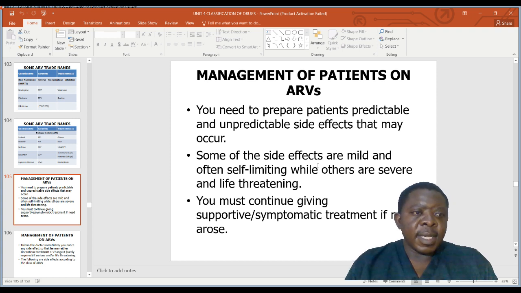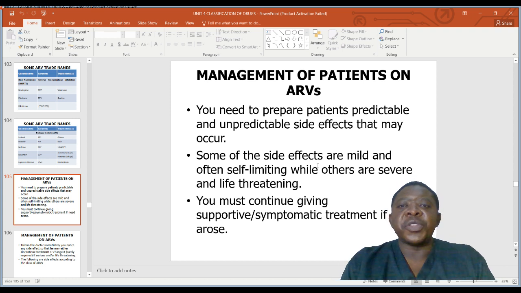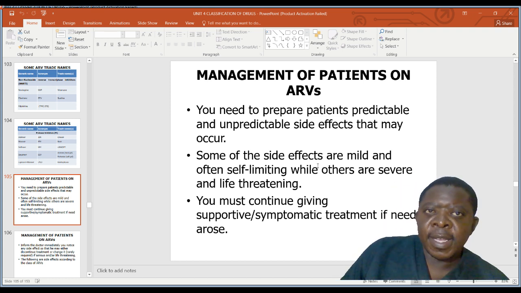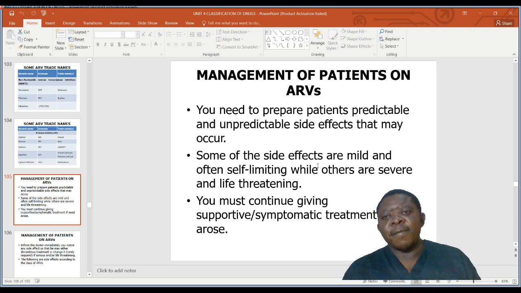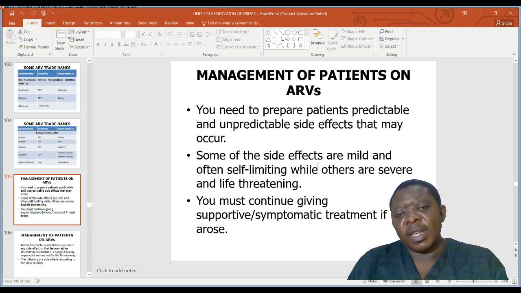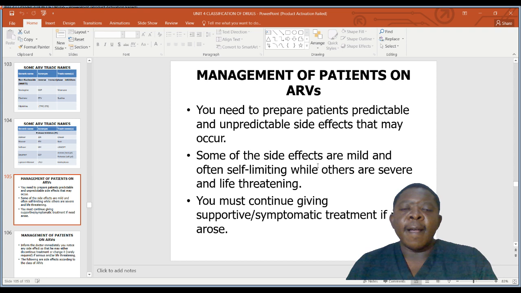With that discussed, let us look at management of patients on antiretroviral drugs. How can we manage patients when they are taking antiretroviral drugs? You need to prepare patients for predictable and unpredictable side effects that may occur. Counsel the patients on the drugs they will be taking and some of the predictable side effects they may experience, and also attend to those unpredictable side effects that the patient may complain of.